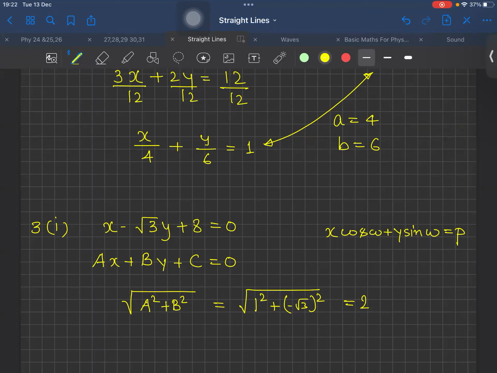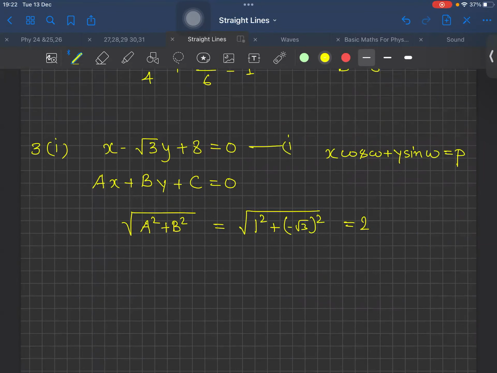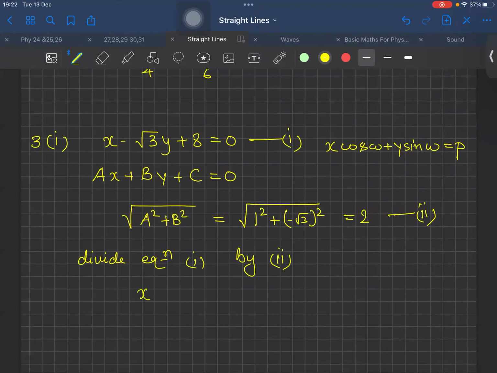Now you divide the entire equation by 2. Divide it, equation number 1. You have got the magnitude. Now divide by 2. So x upon 2 minus root 3 upon 2 y is equal to what are you getting? Minus 8 upon 2. So that will be equal to minus 4, isn't it?